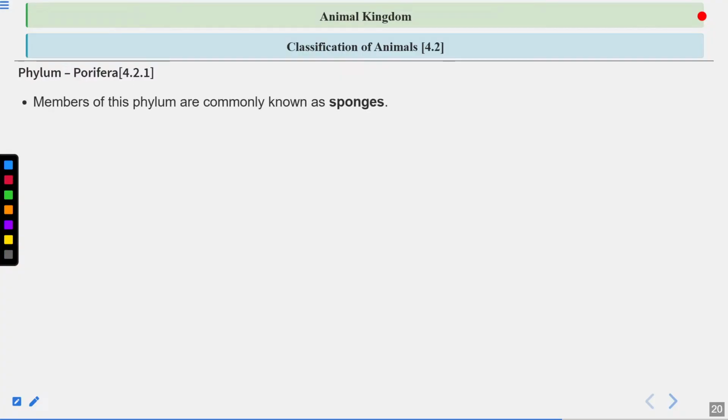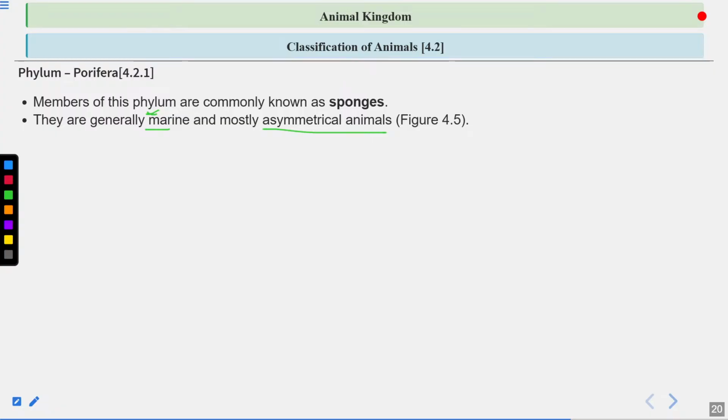Now we will study Porifera, first phylum Porifera. So members of this phylum are commonly known as sponges. They are generally marine and mostly asymmetrical. Generally marine means not 100% of organisms are found in the marine environment. There are some organisms that are reported in the freshwater environment.